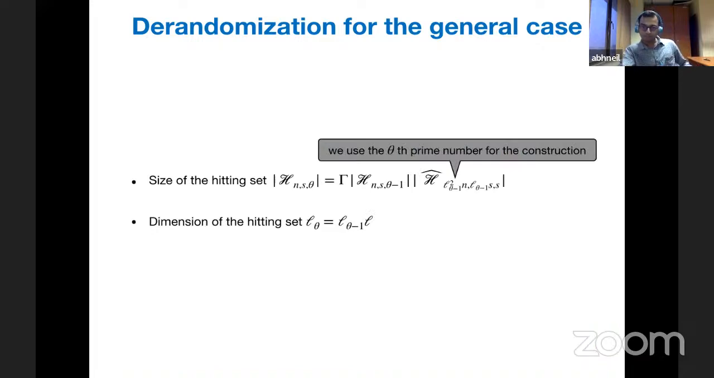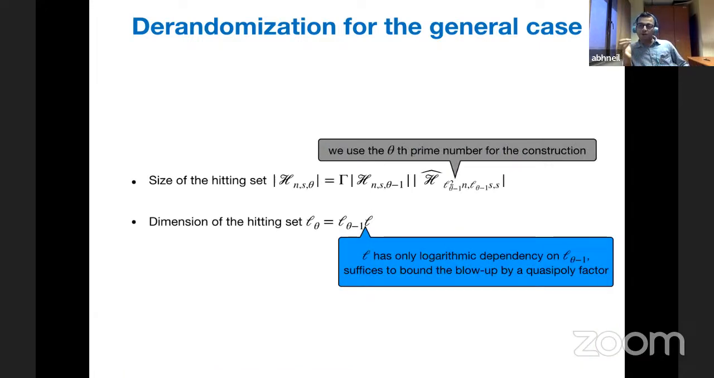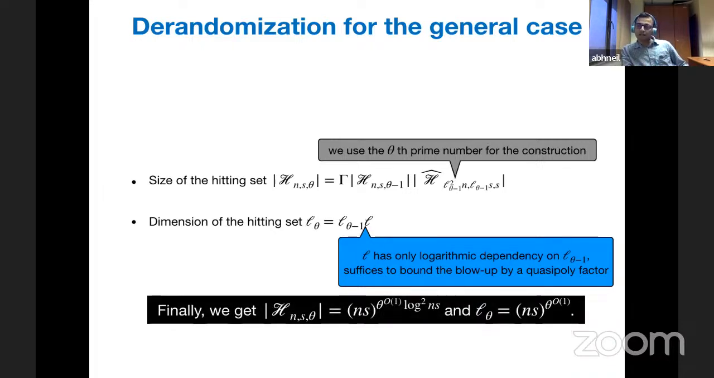Now if we come to the analysis, L has only logarithmic dependency now, because d doesn't involve L theta minus 1, and on the number of variables it is only logarithmic dependency. Okay, so L has only logarithmic dependence on L theta minus 1. We can bound L theta by ns power theta power order 1, and that also bounds the size of the hitting set by ns power theta log ns power something. Okay, so for the general rational formula where we know that theta can be at most log s, it bounds the hitting set size by a quasi-polynomial factor.